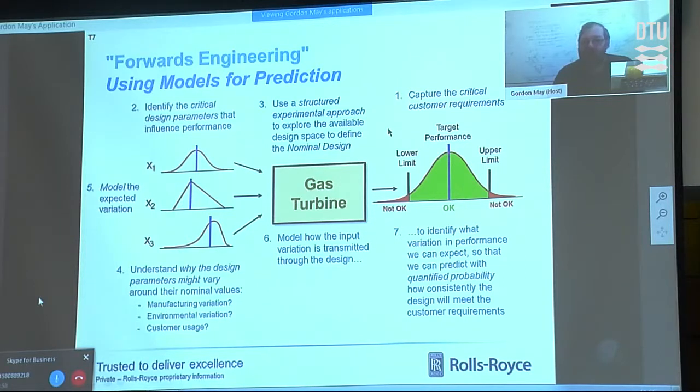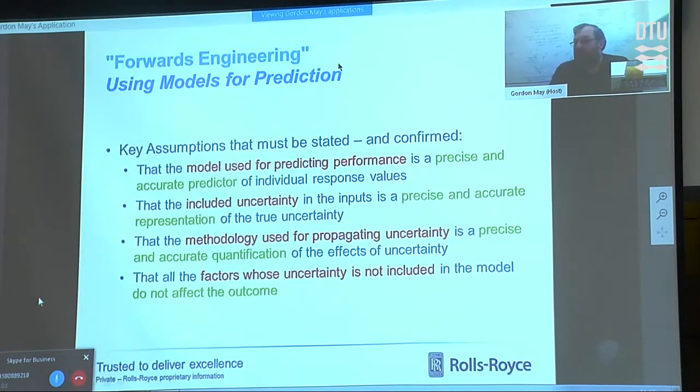So this is fine, but of course it has its own issues. The main one is that it relies on a set of key assumptions. The first one being that the model we're using for predicting performance is a good model. In other words, we have to have done the verification and validation on the model itself, even from a deterministic point of view. Similarly, the included uncertainty, the way we've modelled that, the distributions we've chosen, the quality of the data perhaps that we use to develop those models and implement them, are they correct and accurate? Because they will change the answer.